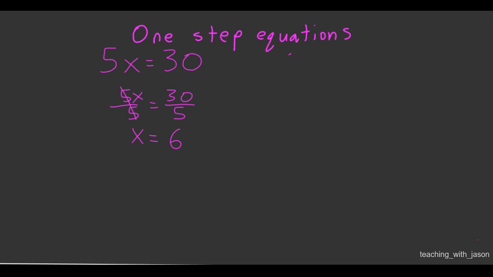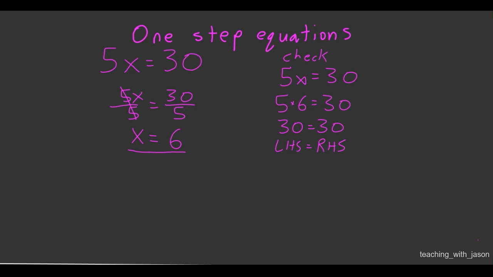Now I go ahead and do my check. I start by rewriting my equation. 5 times x is equal to 30. Well, 5 times my x, which is 6. So 5 times 6 is equal to 30. 30 is equal to 30. So my left-hand side is equal to my right-hand side.